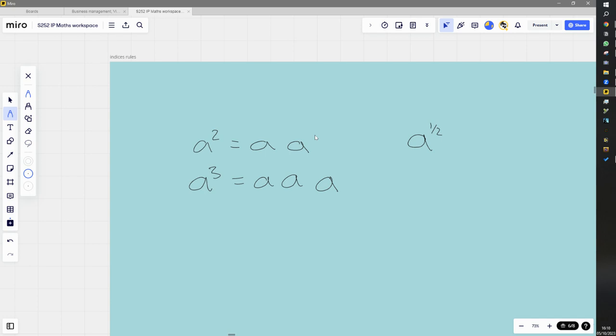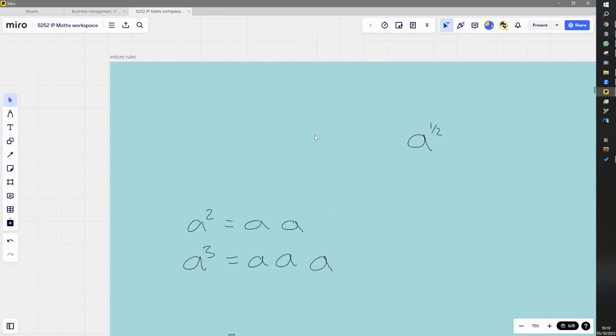Let's increase this list and go the opposite direction. If that's a squared, that's a cubed, then what would be a to the power of 1? Well, as we go from a cubed to a squared, we're dividing it by a, aren't we? So if we carry on dividing it by a, we just get a. So a to the power of 1 is just a. What about a to the power of 0? Well, if I continue with the pattern, dividing by a, a to the power of 0 would be 1. So, in other words, anything to the power of 0 gives us 1.